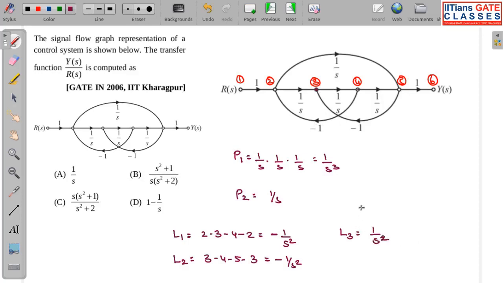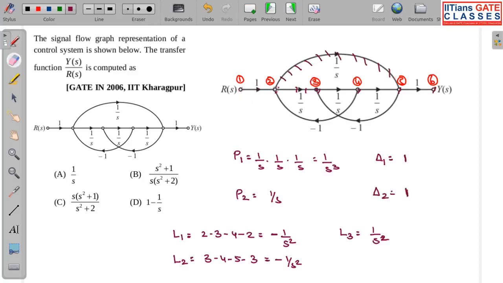Okay, so now let us see the associated path factors. If you remove this forward path, none of the loops are going to remain. So this will be 1. Now if you remove this path, still there will be no loops left. So again this is 1. Okay, so delta 1 and delta 2 are both 1.